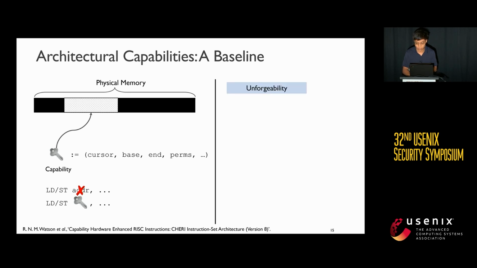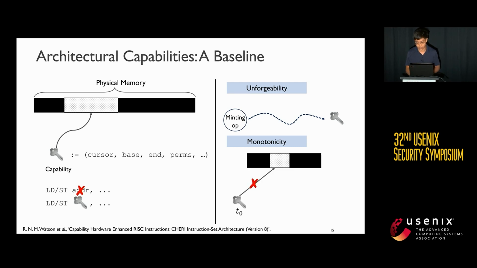For this to work, we need to make sure that capabilities are not forgeable, which means any capability is guaranteed to have originated from a legitimate minting operation. We also need to make sure that operations we can perform on capabilities are monotonic. So if at time t0 we have a capability that doesn't grant us certain access, we can't gain that access by simply performing certain operations on that capability.